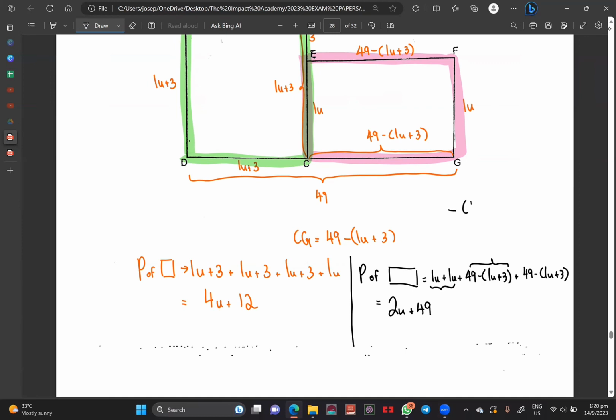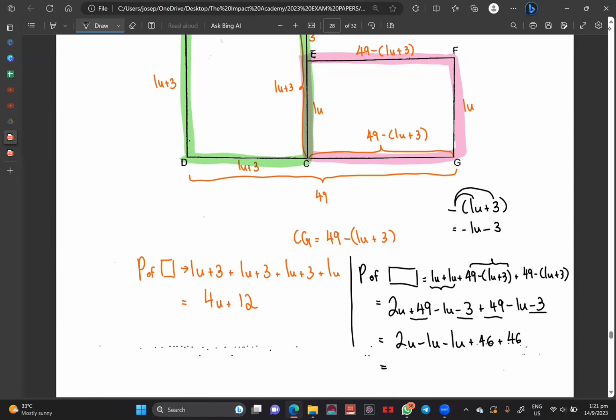When I see minus (1 unit plus 3), this is actually minus times 1 unit, that gives me minus 1 unit, and minus times 3, that gives me minus 3. You have to take note of this: minus 1 unit minus 3. Do the same for the other side: 49 minus 1 unit minus 3. Same family sit together. We get 2 units, and then minus 1 unit, minus 1 unit. Units and units together first, and then numbers and numbers: plus 49 minus 3 gives me plus 46, plus 49 minus 3 gives me plus 46.